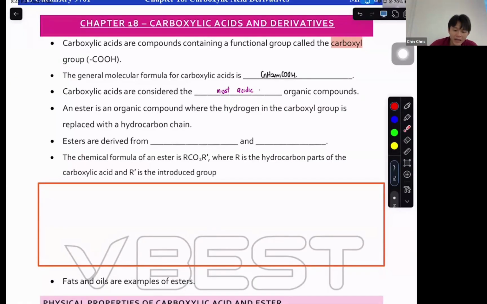Okay, guys, how do we get an ester? Carboxylic acid and alcohol. Alright, guys, now I want you guys to draw the ester here. Come, let's try.